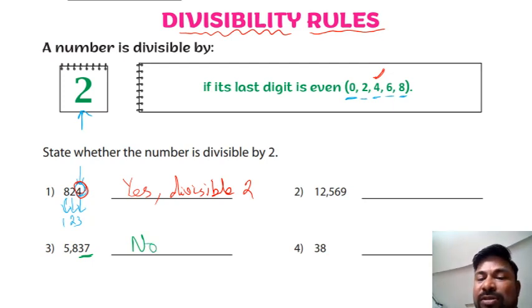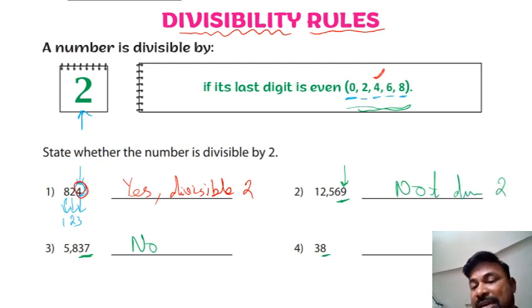Now let us come to the second sum. What's the last digit? It's 9. Do we have 9 there? No, we don't have 9 there, so it is not divisible by 2. Now let us come here. Which is the last digit here? 8.